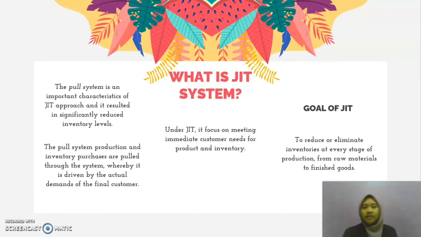So the important characteristic of JIT is the pull system. In the pull system, production and inventory purchases are pulled through the system, whereby it is driven by the actual demand of the final customer. So basically, it focuses on meeting the immediate customer needs for product and inventory. The goal of JIT is to reduce or eliminate inventories at every stage of production, from the raw materials to the finished goods.